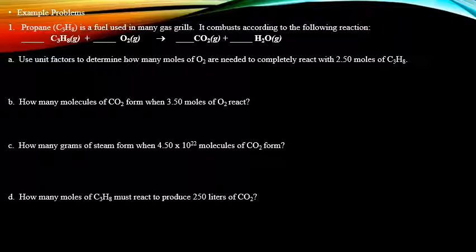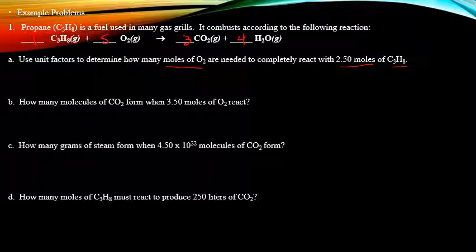So not going to waste your time going through all the balancing process here, but I would have 1, 5, 3, and 4 for the coefficients. And now the first part there says use unit factors to determine how many moles of oxygen are needed to completely react with 2.5 moles of propane. So in this case, the 2.5 moles, that is my given information. Propane is my initial substance. I'm trying to solve for moles of O2.